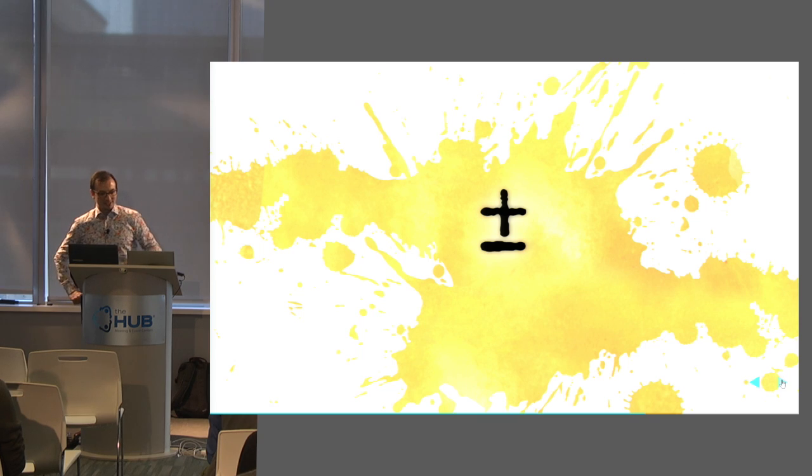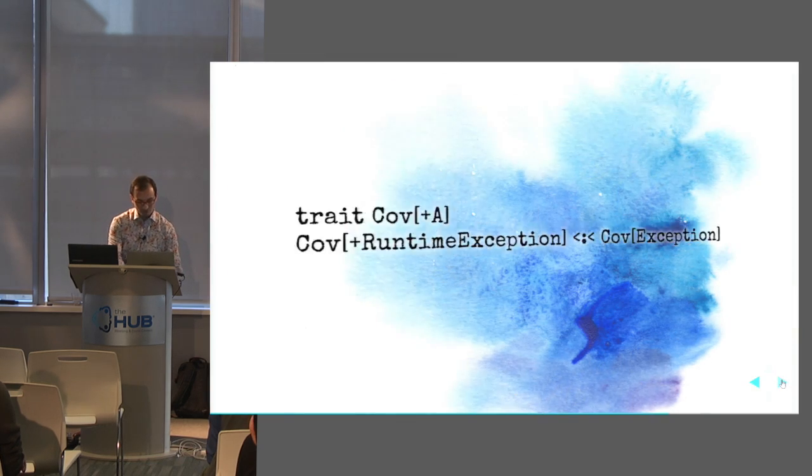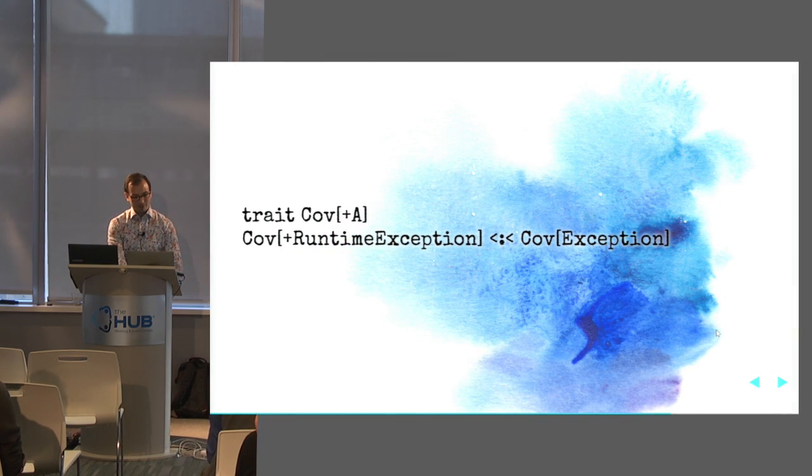So variance is one big area where type members and type parameters differ, and type parameters can have variance annotations. They can have a plus or a minus on the parameter. Now, it's not true to say that type members don't have variance. They do, but they don't have definition site variance. So, just to quickly, have I missed a slide?